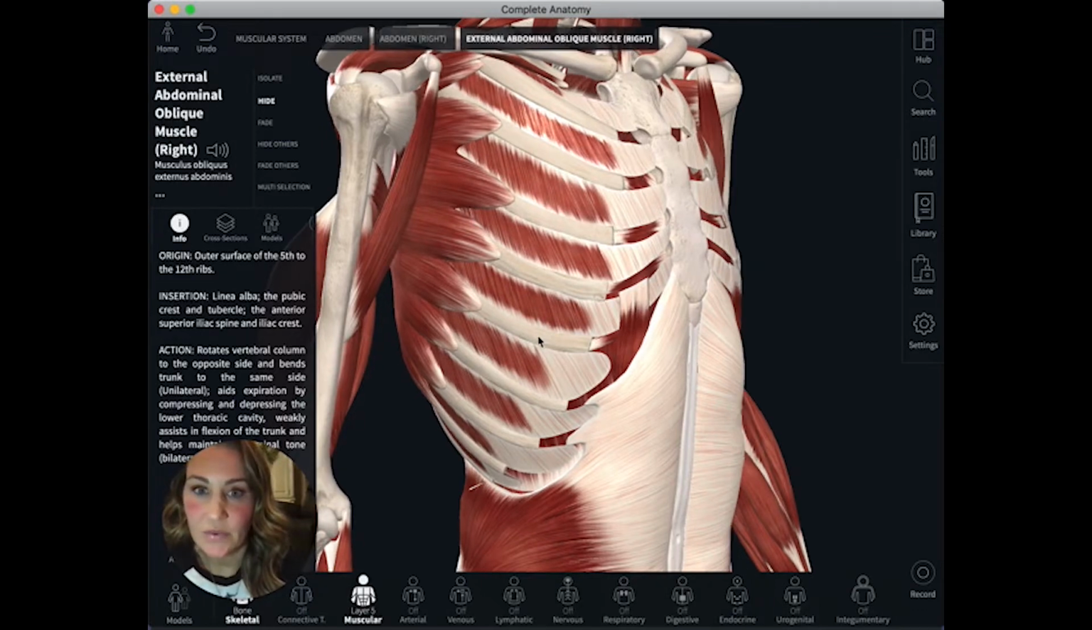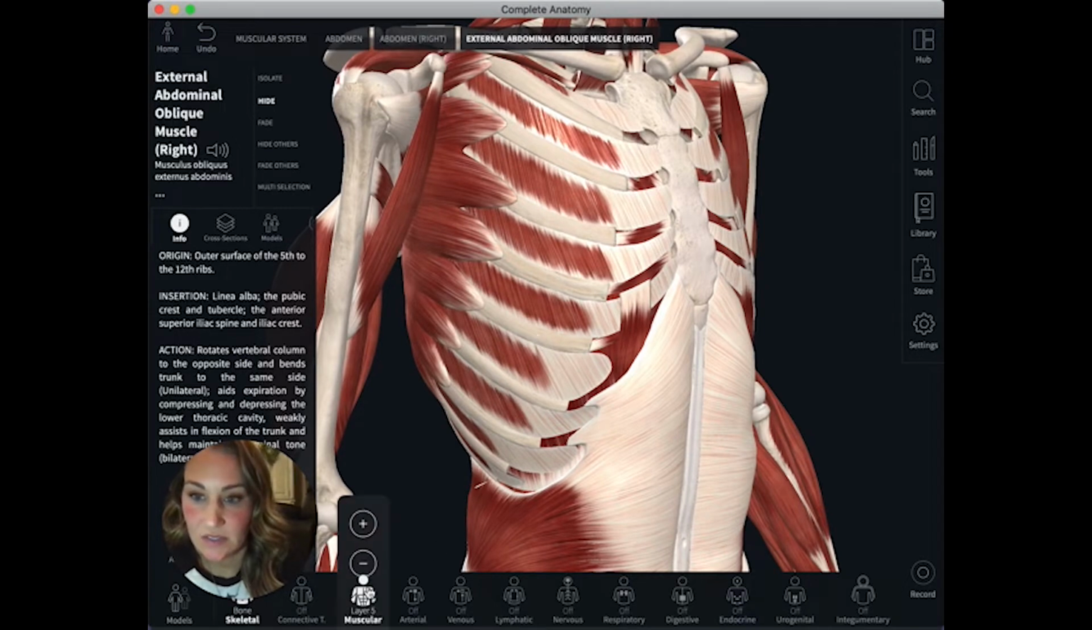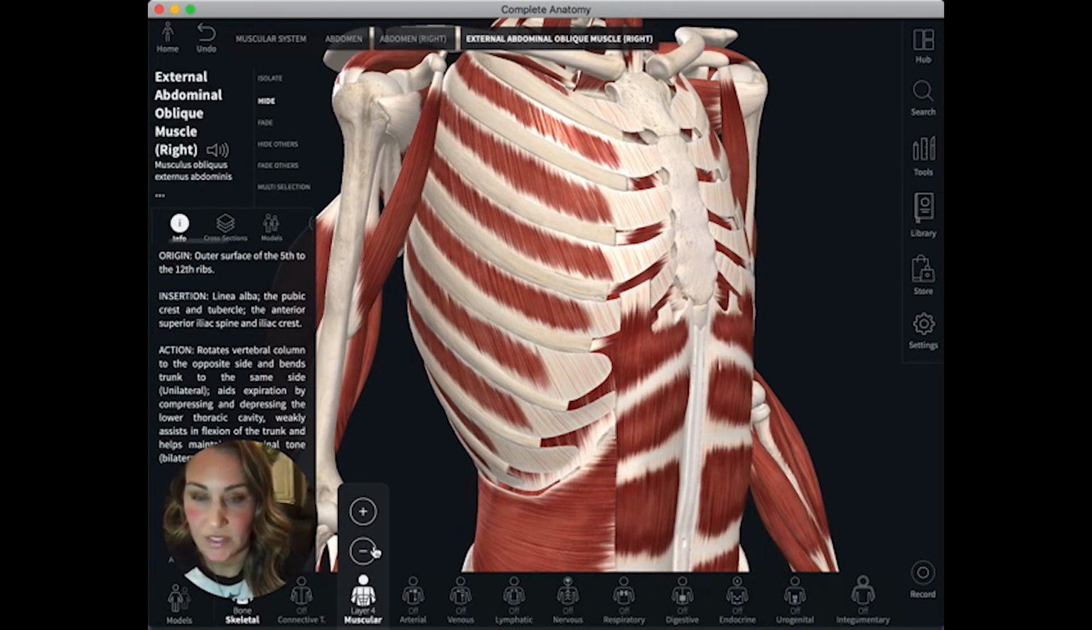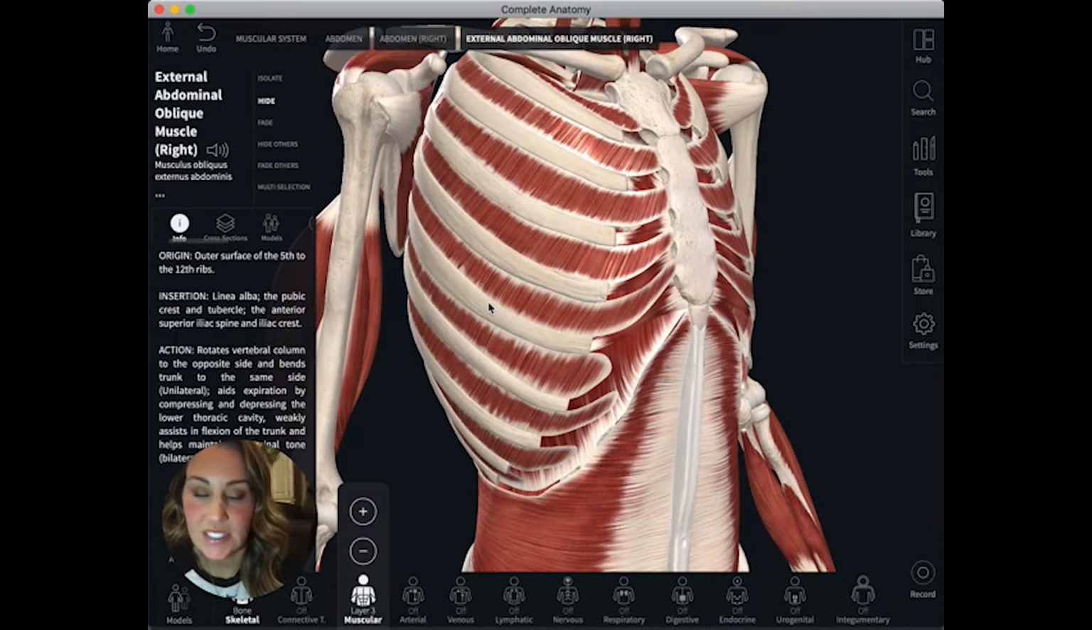And if I were to hide these muscles, you would see the internal intercostals. And you can see that the fibers for the internal intercostals run from medial to lateral. So the fibers run in opposite directions.